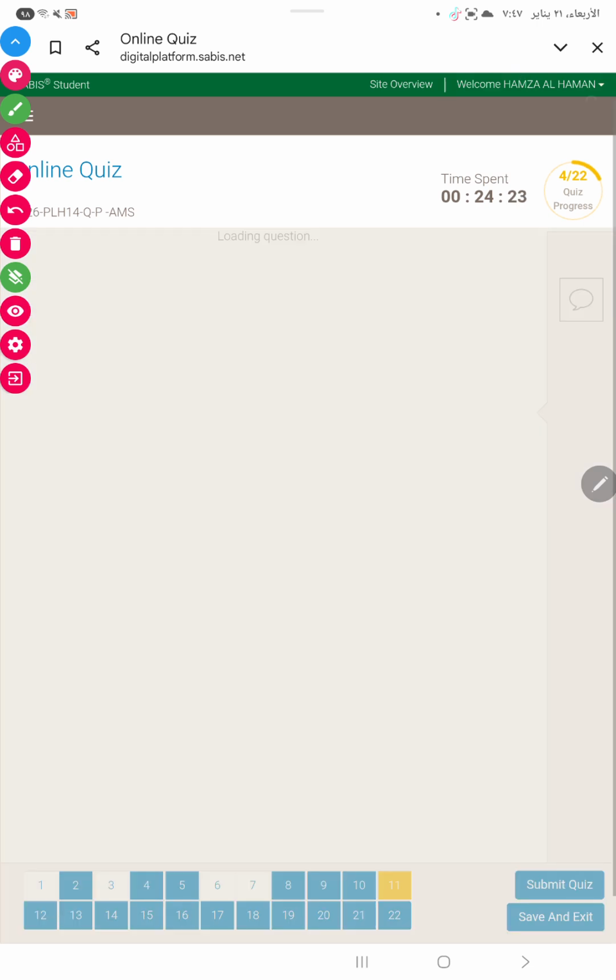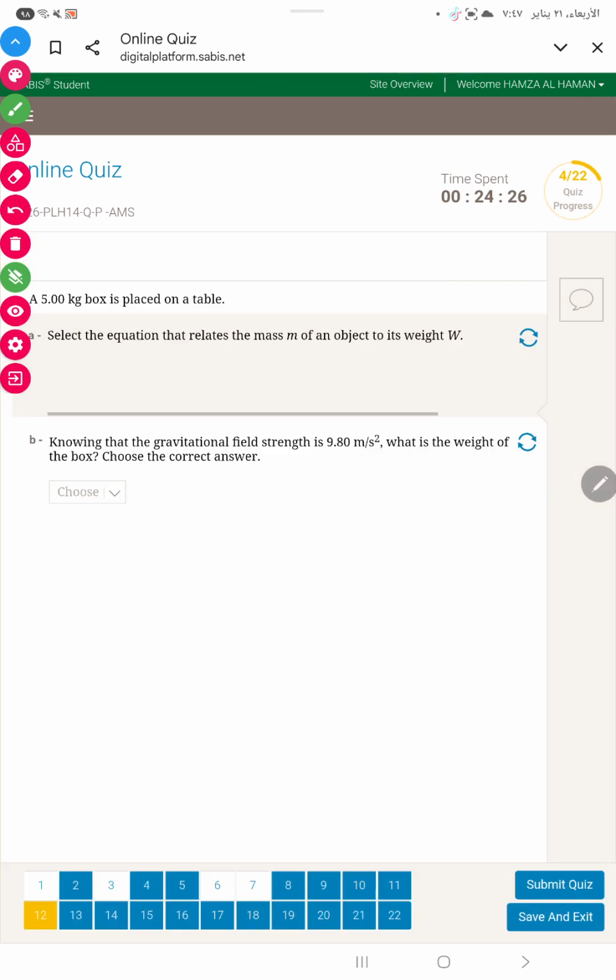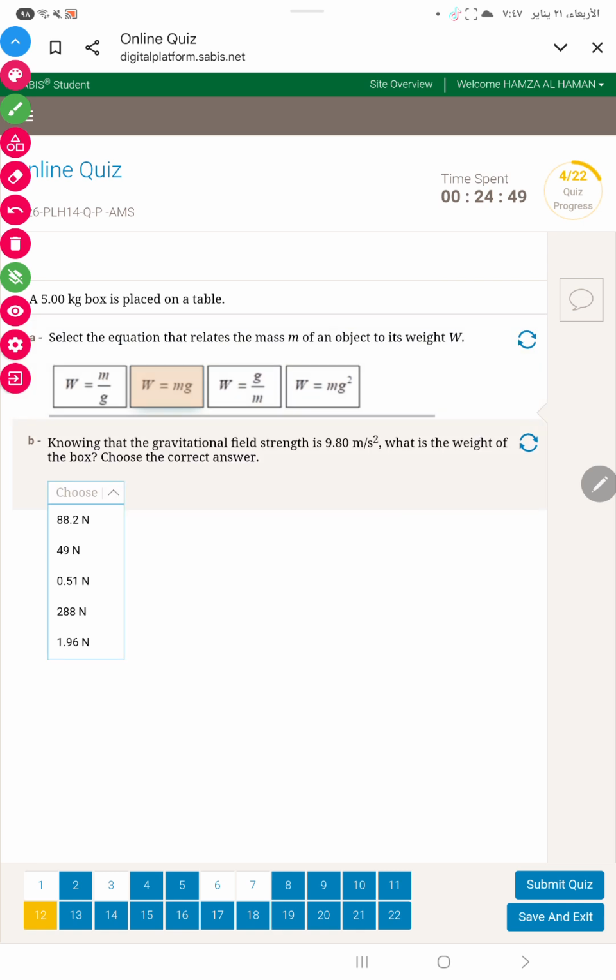Question number 12 now. A 5 kilogram box is placed on a table. Select the equation that relates the mass m of an object to its weight. W is equal to mg. This is very easy. Knowing that the gravitational field strength is 9.8 meter per second squared, what is the weight of the box? Choose the correct answer. You do W equal mg. So the mass is given as 5 kilogram, and gravitational acceleration 9.8. We multiply them and we choose the answer.